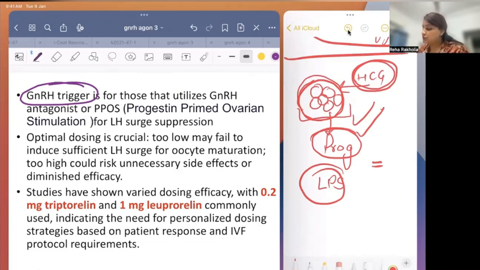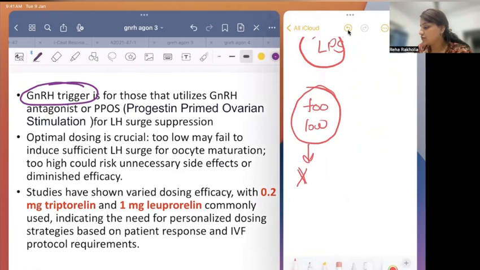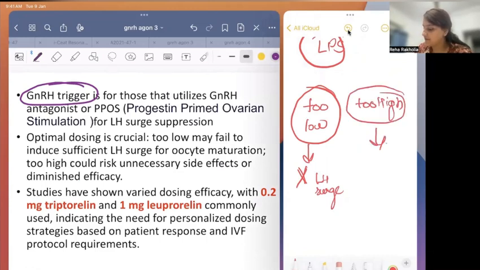Now, if the dose is too low, what will happen? There won't be enough dose for a sufficient LH surge, and if it's too high, then there will be more side effects and diminished efficiency.